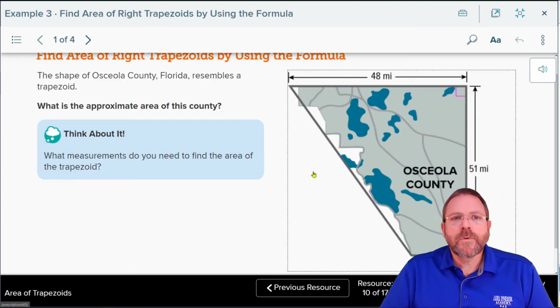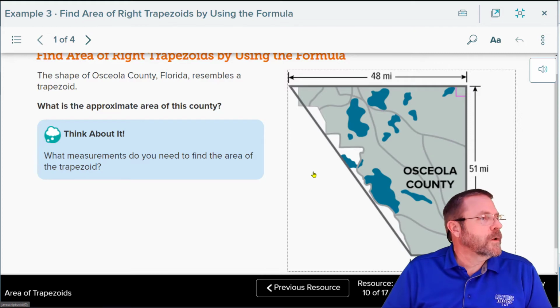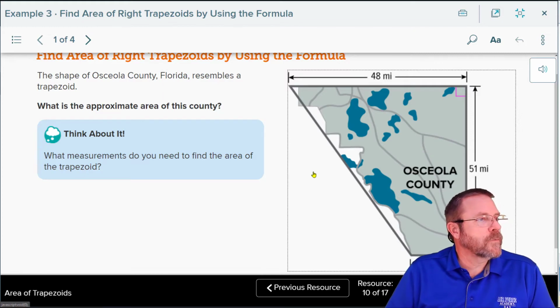But what if it came to us as a word problem, like this one here that talks about Osceola County, Florida, not too terribly far from where we live, and that it resembles a trapezoid? What is the approximate area of that county going to be?